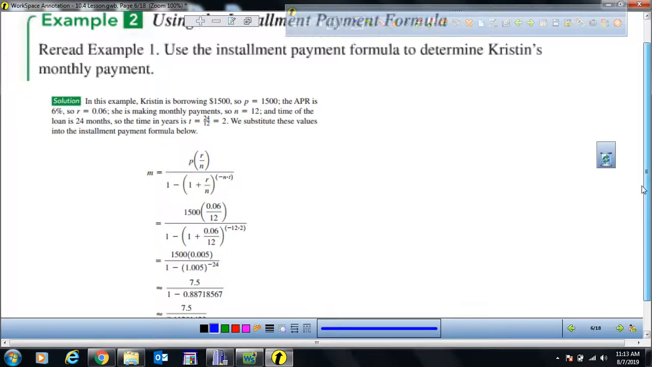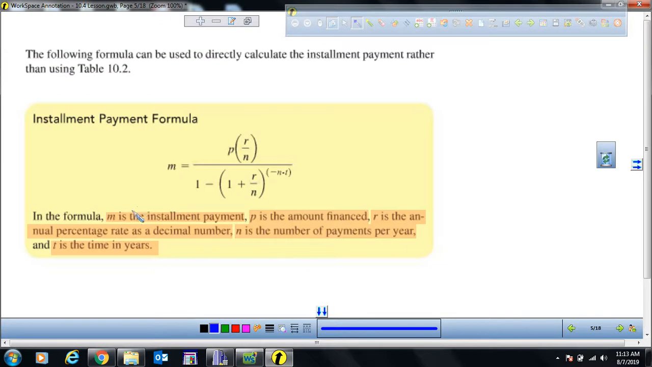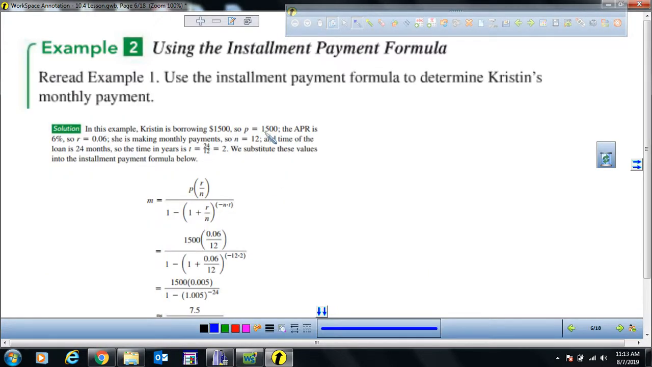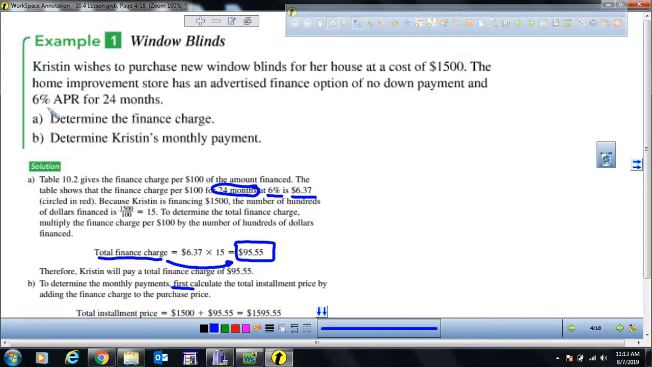So here it says, in this example, Kristen is borrowing $1,500, so we already knew that. That's going to be our principal, because here P is the amount financed. So what is the amount financed? $1,500. The APR is 6%. That was given in the problem.